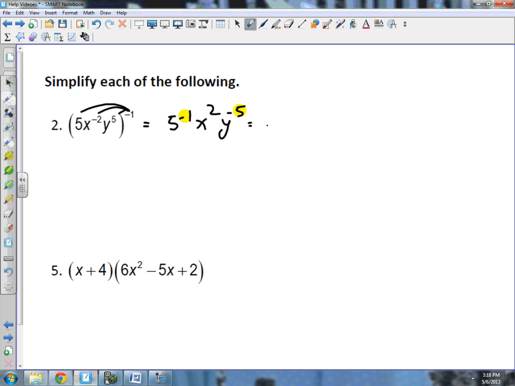So what that means, I'm going to make a top and bottom, make a numerator denominator. My x squared stays on top. That doesn't change. My 5 to the -1 goes to the bottom, and my y to the -5 goes to the bottom. When they go to the bottom, they become positive.